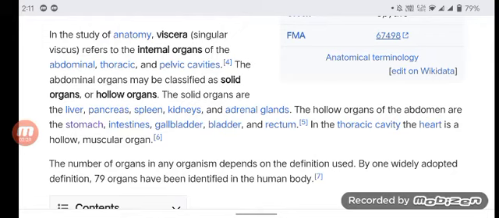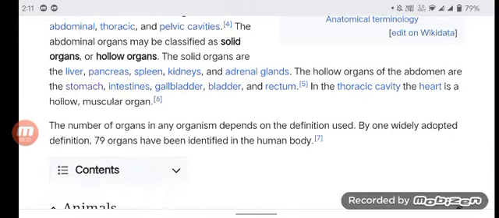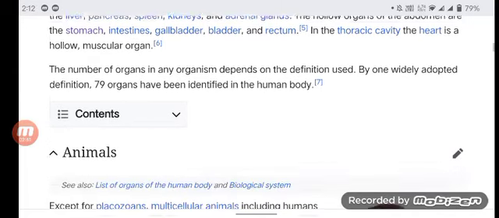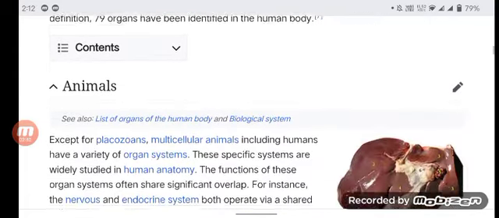In the thoracic cavity, the heart is a hollow muscular organ. The number of organs in any organism depends on the definition used. By one widely adopted definition, 79 organs have been identified in the human body.